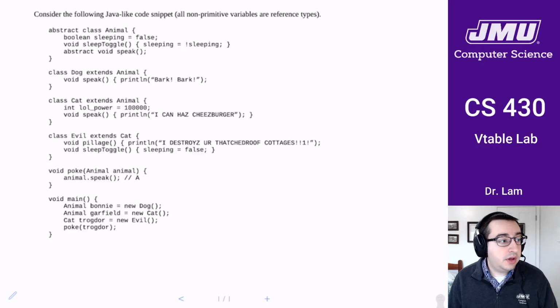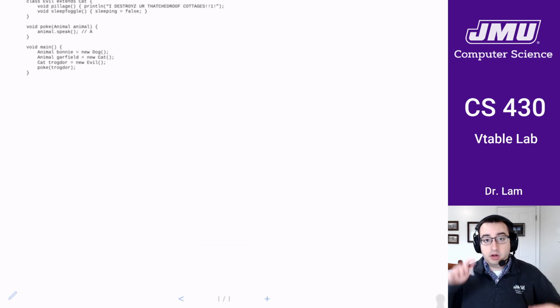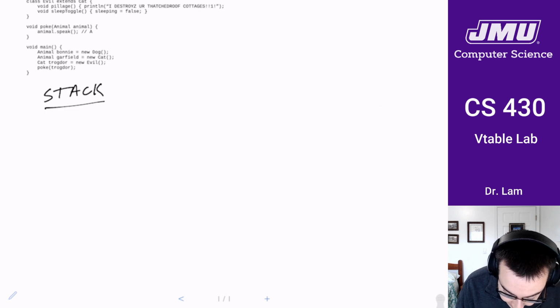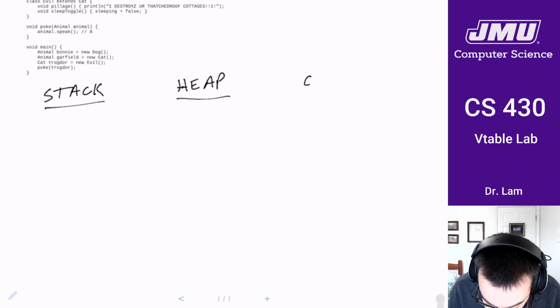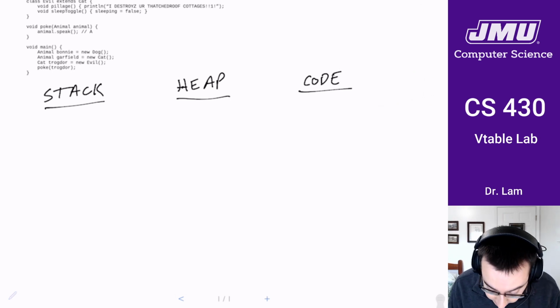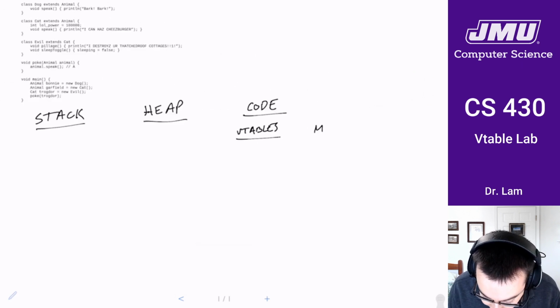Okay, so let's begin. So we need to draw three different regions of memory. So we're going to end up with a stack. We're going to have the heap, and we will have the code region of memory. And the code is further going to be split between the virtual tables, the virtual method tables, and the methods, the method implementations themselves.